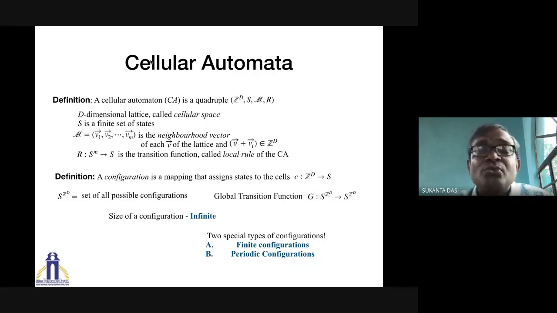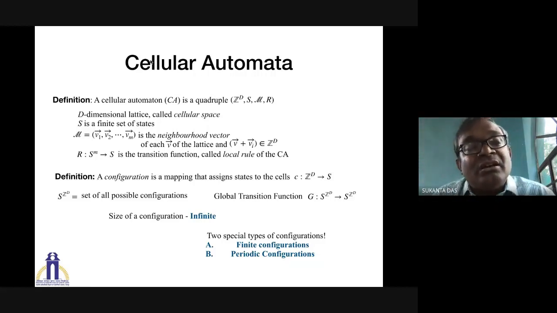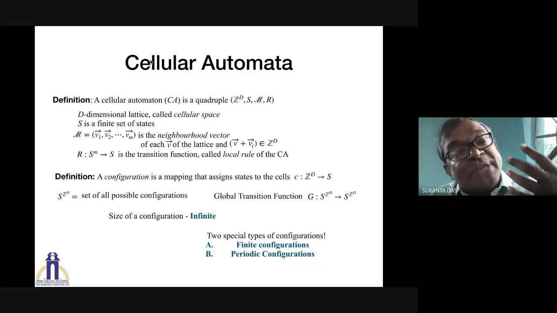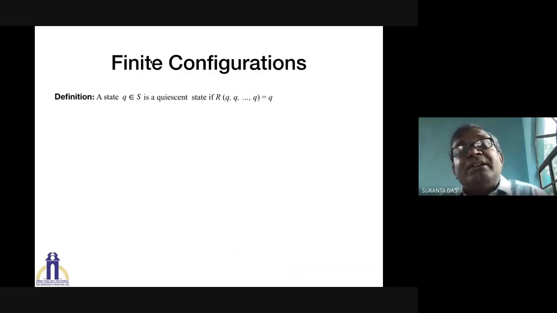So for practical simulation, for practical implementation, we need something finite, right? So from that motivation, we are discussing here two types of configurations. One is finite configuration, one is periodic configuration. So finite configuration we are going to discuss.